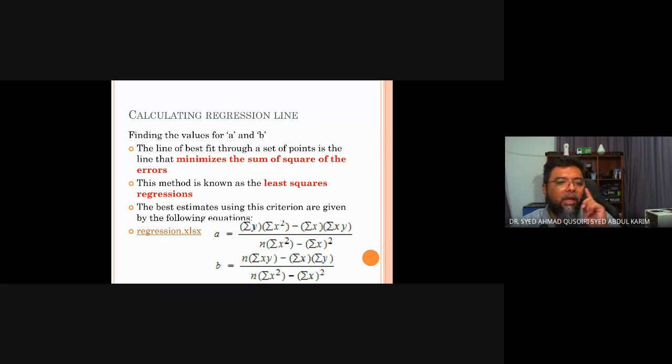So this is where you have to provide the line of best fit. We want the plots to be as close as possible to the line that we have drawn. This method is known as least square regression. All right, the best estimates using the calculation are given by the following. So this is the equation if you are really interested in it.